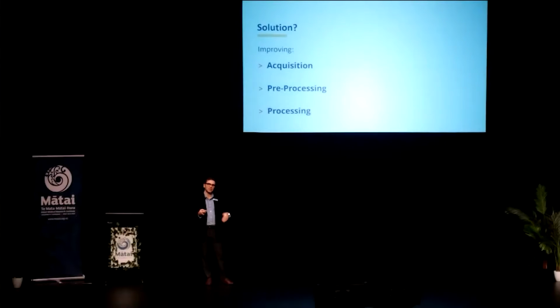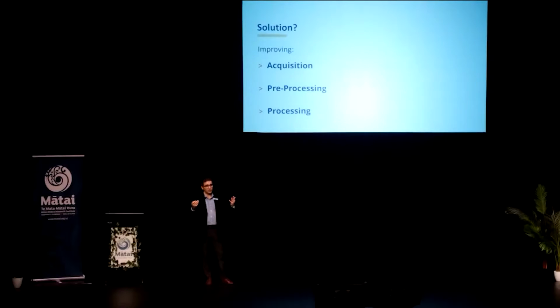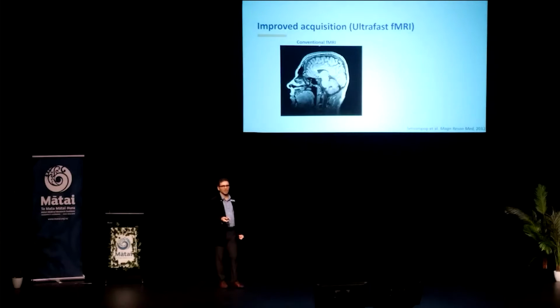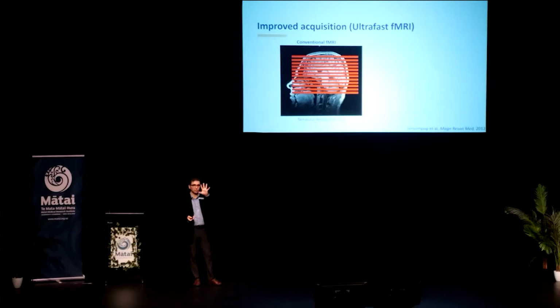Basically, we have been trying to improve every aspect of functional MRI imaging, including acquisition, trying to get better data, improving the pre-processing and denoising the data and cleaning it up more effectively, and finally processing. And here I'm going to talk about the way that we are collecting functional MRI typically takes more than 2 seconds to just have one measurement.